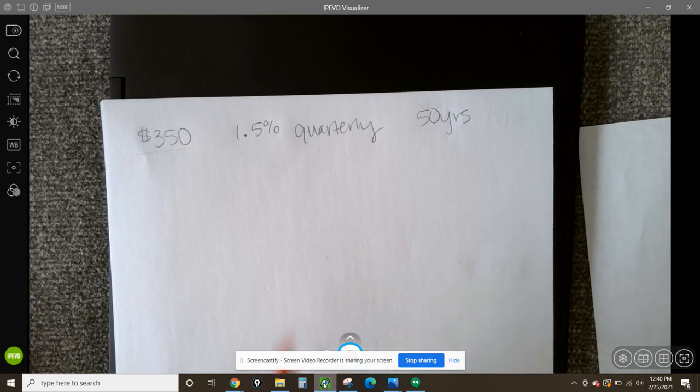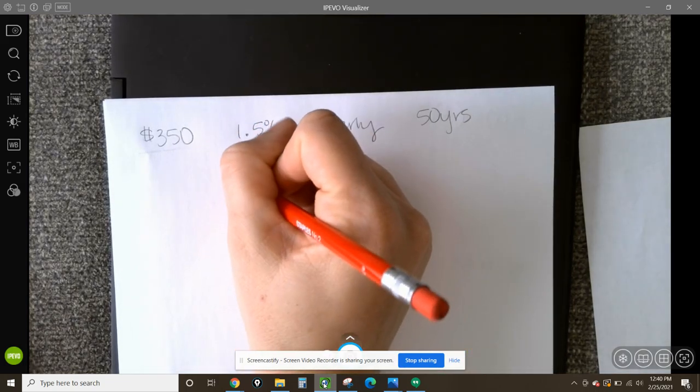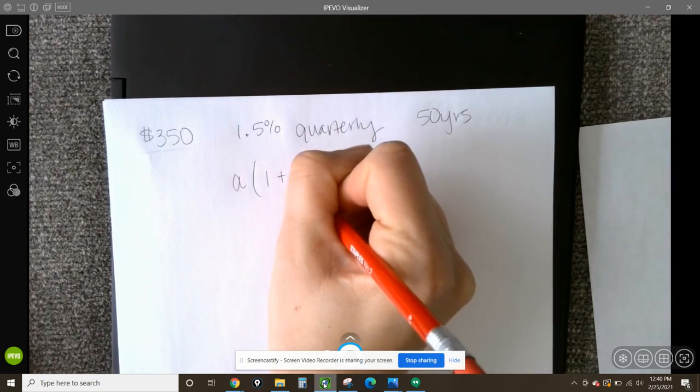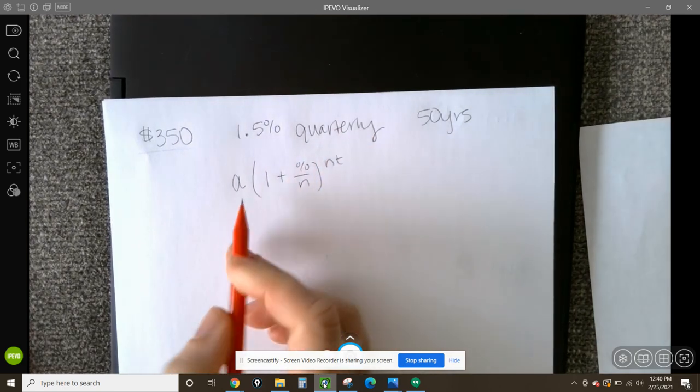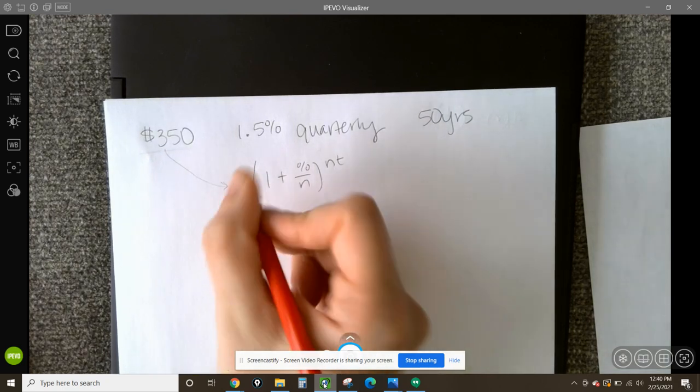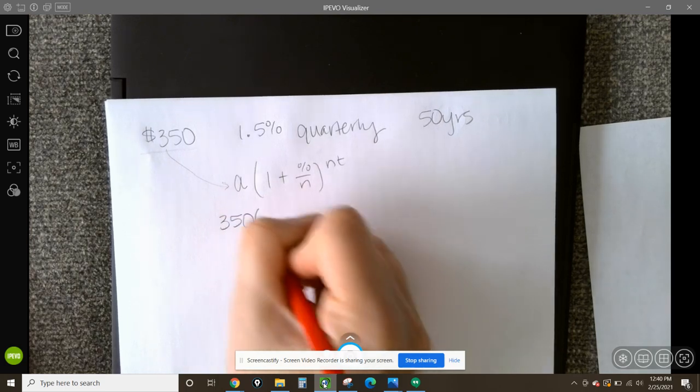So you're going to use the same formula for basically all of these problems, and it looks something like this. So this is your initial value. So the initial value, you're putting $350 into the account. So 350 is our initial value.